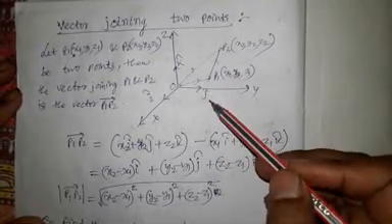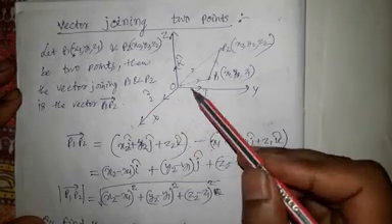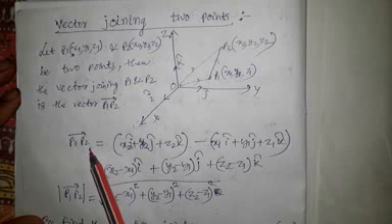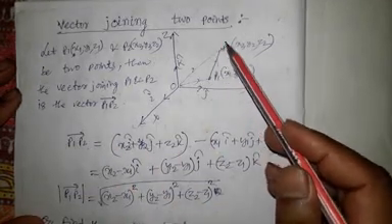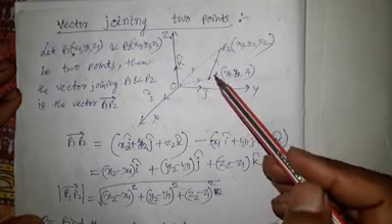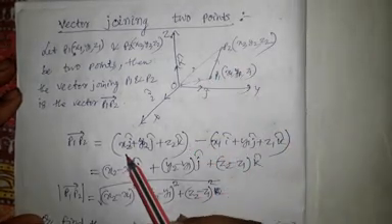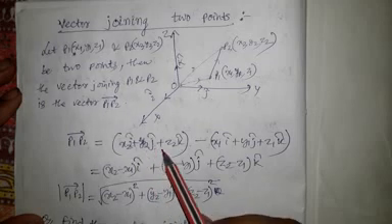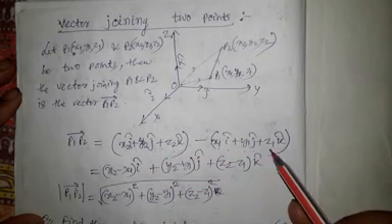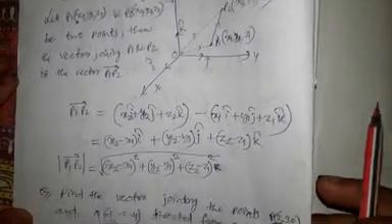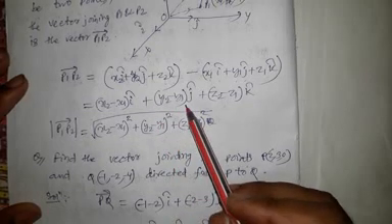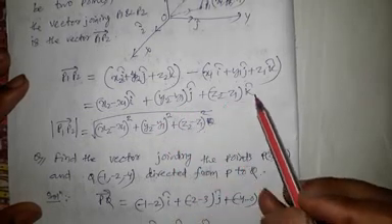Now this is the x-axis, this is the y-axis, this is the z-axis. So the vector P1P2 is equal to the position vector of P2 minus the position vector of P1. That means (x2 i + y2 j + z2 k) minus (x1 i + y1 j + z1 k). Now (x2 minus x1) i plus (y2 minus y1) j plus (z2 minus z1) k.